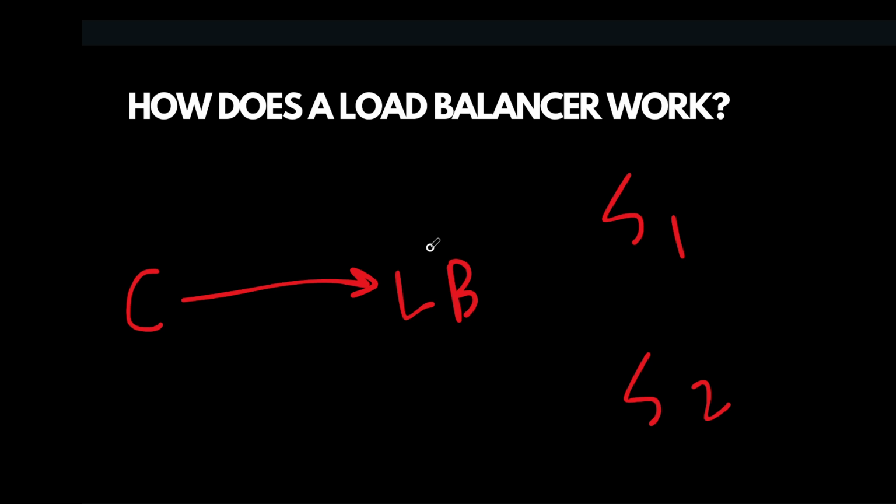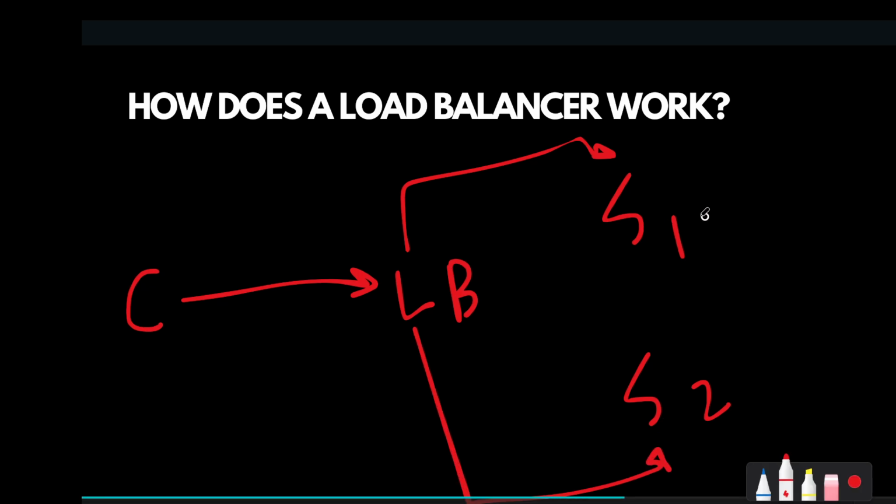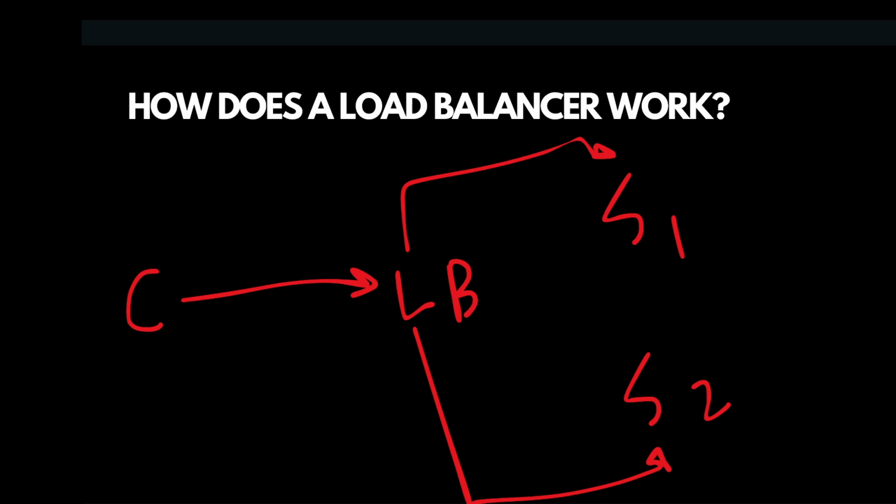So the load balancer will check these two servers and send them health checks to make sure whether they are healthy or not. Let's say that both of them are healthy. Once a server is deemed healthy, the load balancer applies its chosen algorithm to distribute the load. There are different types of algorithms.